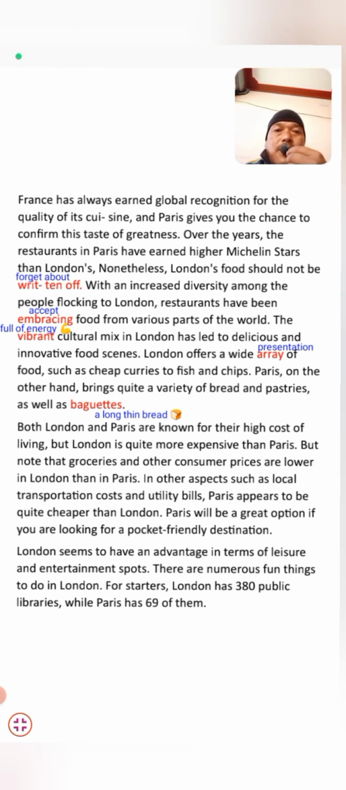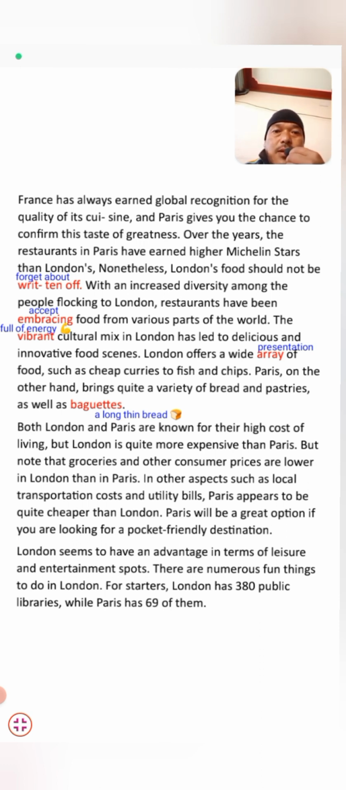On the other hand, Paris brings quite a variety of bread and pastries, as well as baguettes, a long, thick bread.